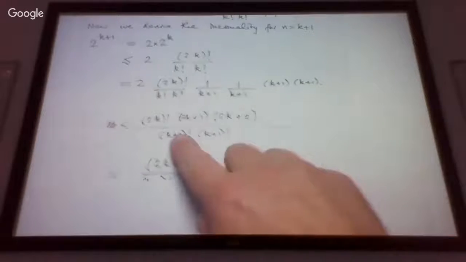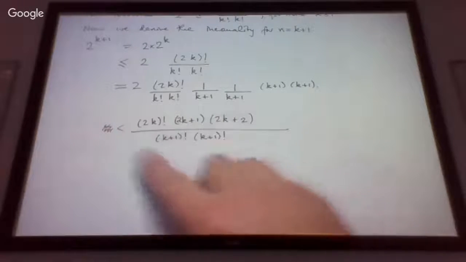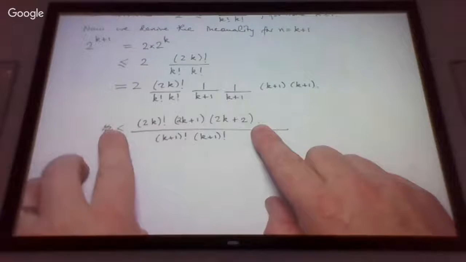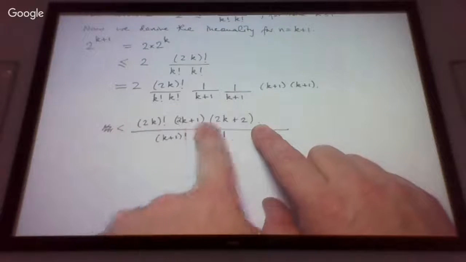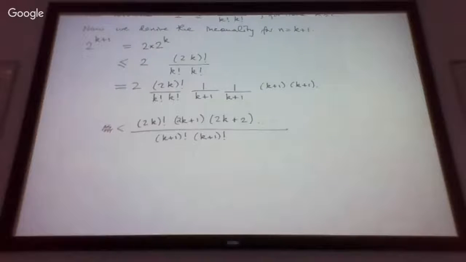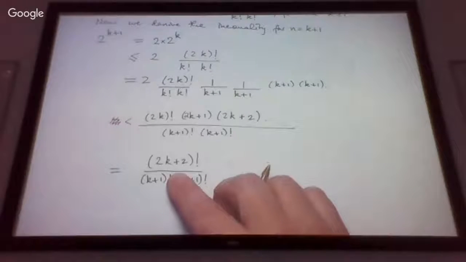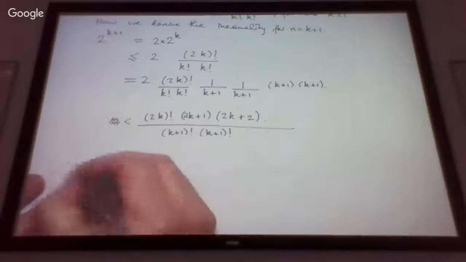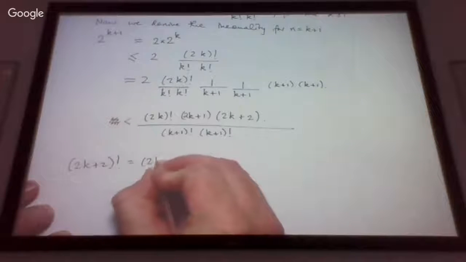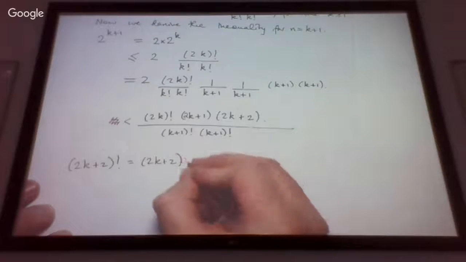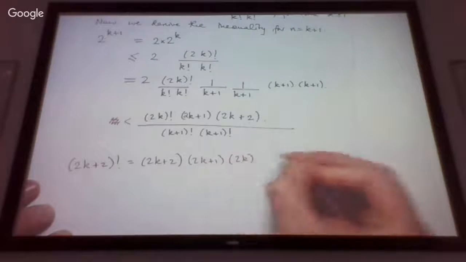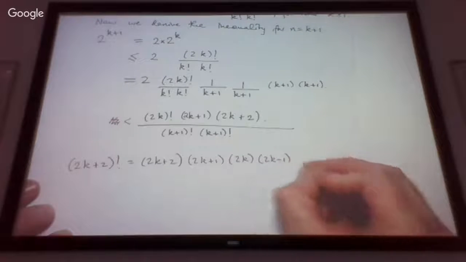Then my denominator is fixed, so ignore the red for the moment. My denominator is fixed. I've got an equation here, and the other factors are k plus 1 and 2k plus 2. Now remember how factorials work. The thing I'm trying to get is the factorial of 2k plus 2. What is the factorial of 2k plus 2? It's the first number, 2k plus 2, times 1 less than it, 2k plus 1, times 1 less than it, 2k, times 2k minus 1, and so on.